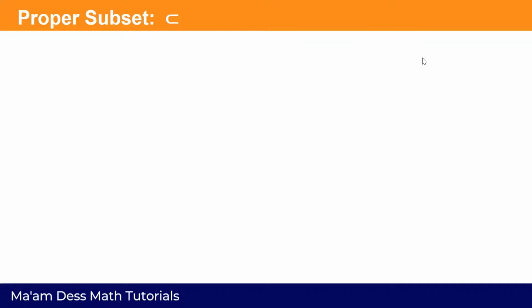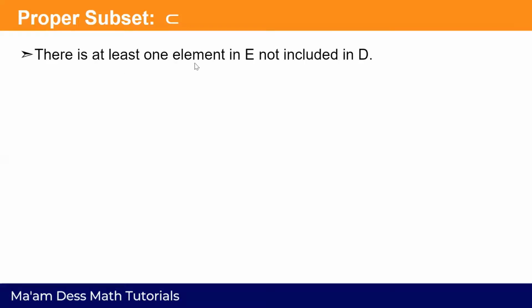The next one is the proper subset. As you can see, its symbol has no line at the bottom. Earlier, the subset symbol had a line at the bottom. For a proper subset, there is at least one element in E not included in D. Again, for a proper subset, there is at least one element in E not included in D.